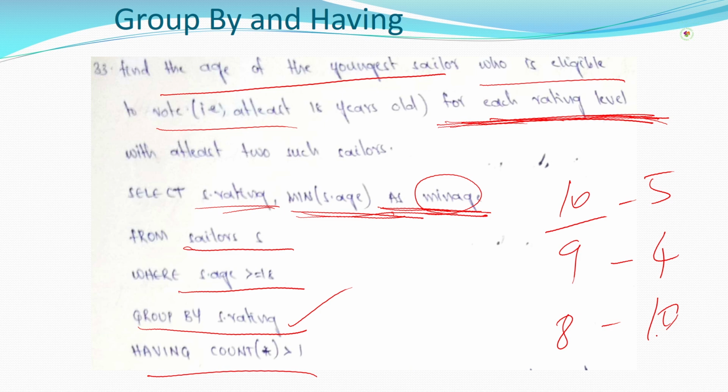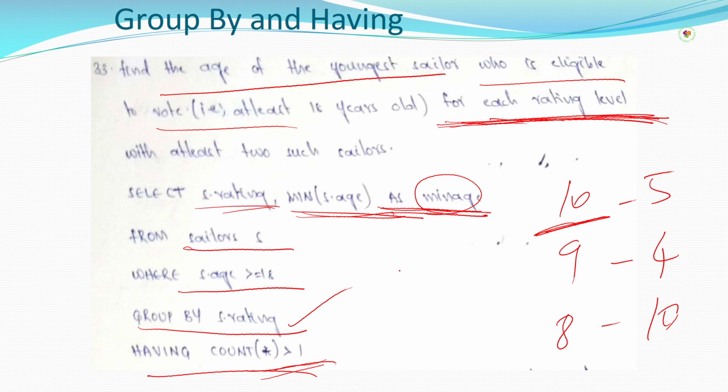So having count of star greater than 1 means more than 1. So only those form a group; a single person cannot be grouped. So having count of star greater than 1 means those ratings which employees have repeated values. More than 1 means repeated.